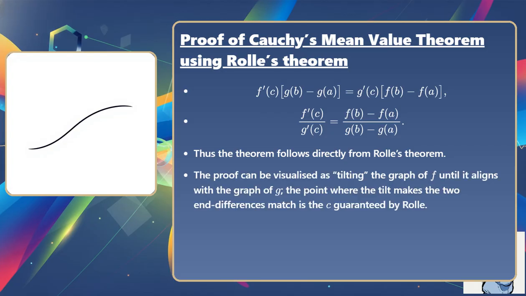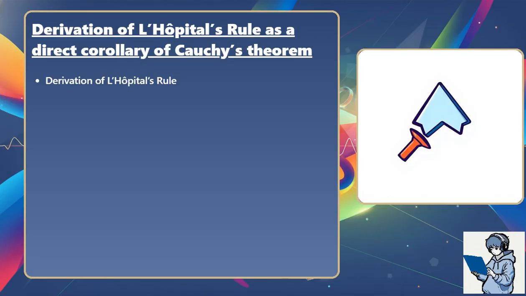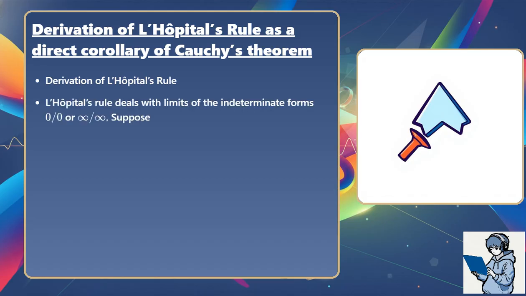The proof can be visualized as tilting the graph of f until it aligns with the graph of g. The point where the tilt makes the two end differences match is the c guaranteed by Rolle. Derivation of L'Hopital's rule. L'Hopital's rule deals with limits of the indeterminate forms 0 over 0 or infinity over infinity.